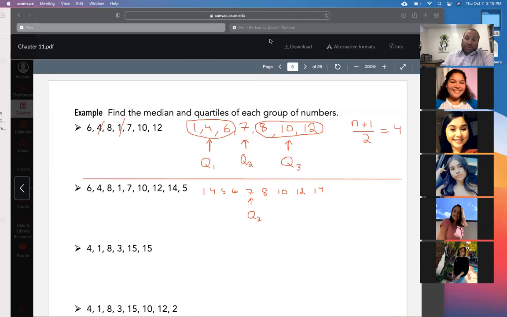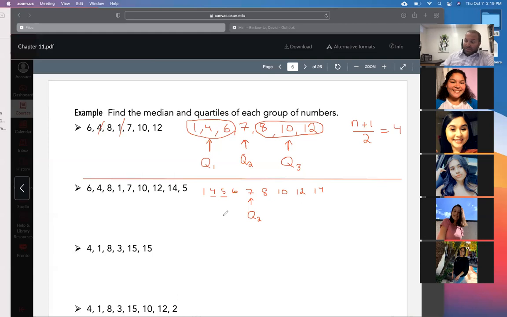So Q2 is equal to 7. Now we want to find Q1. To do Q1, we look to the left of the median. We look to the left of 7. How many data points are there? 4. Add 1 and divide by 2. What do we get? 2.5. So Q1 is the 2.5 data point. What does that mean? We have the second data point, it's 4, and the third data point is 5. So what is a 2.5 data point?